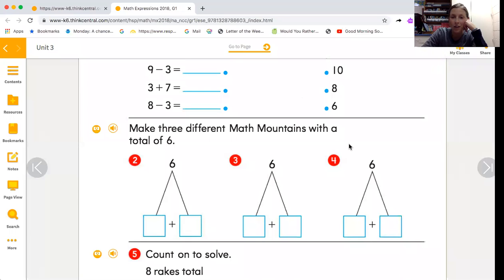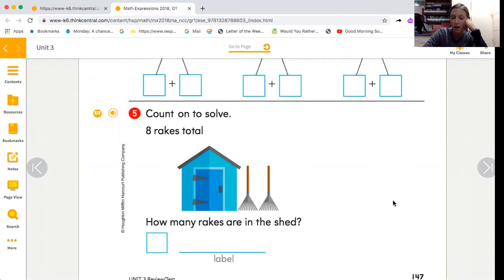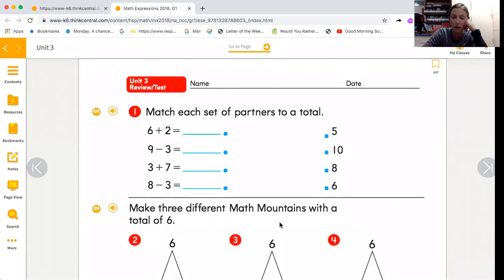Okay, now that you have your items, you are going to go to page 147. And when you're on that page, we are going to start our math test. Now, this is a math test, so please remember, do not ask for help. Try your best. If you don't know, you can guess.